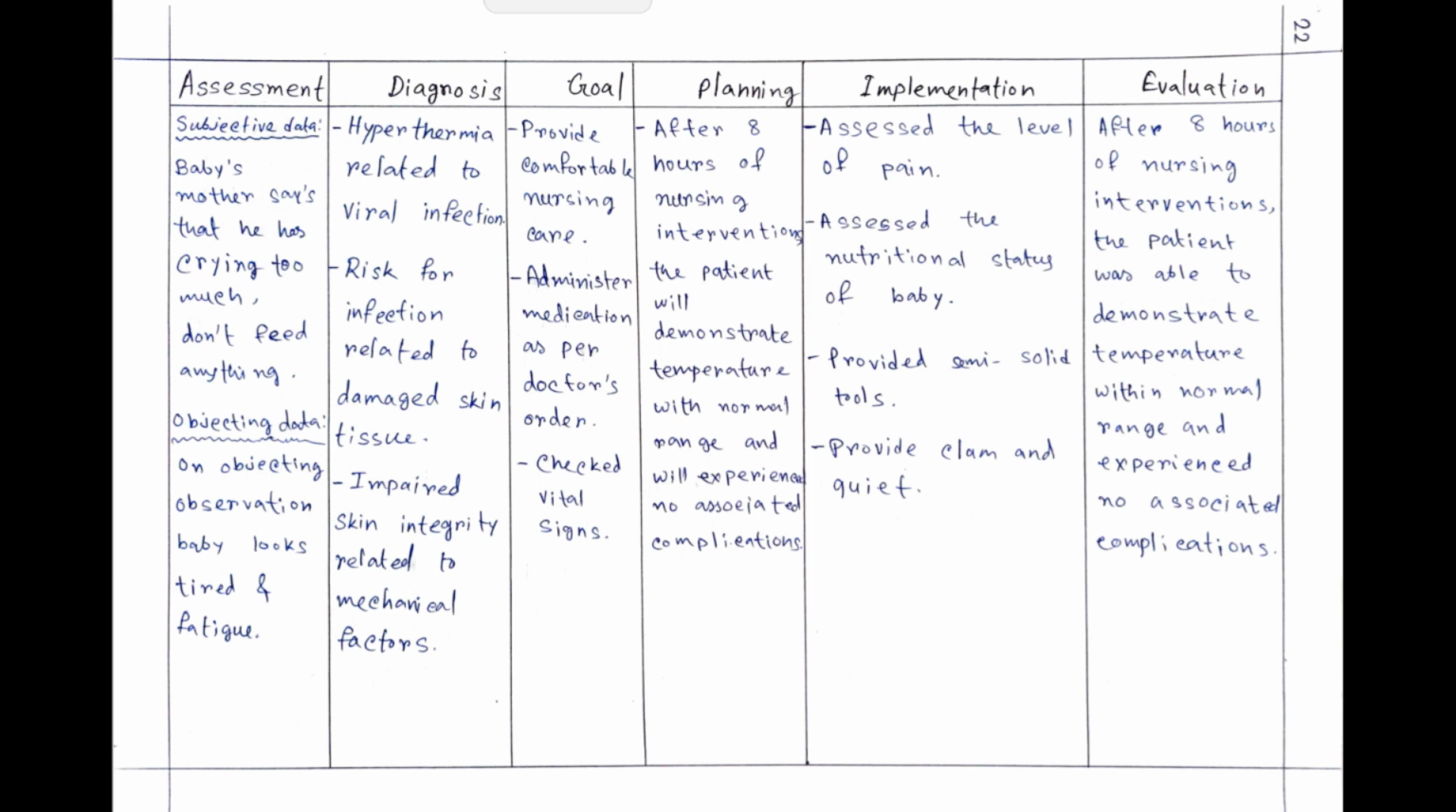Planning: after 8 hours of nursing intervention, the patient will demonstrate temperature within normal range and will experience no associated complications. Implementation: assess the level of pain, assess the nutritional state of baby, provide semi-solid food, provide calm and quiet environment. Evaluation. After 8 hours of nursing intervention, the patient is able to demonstrate temperature within normal range and experiences no associated complication.